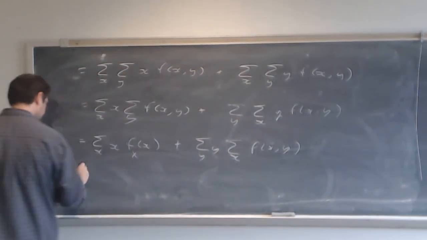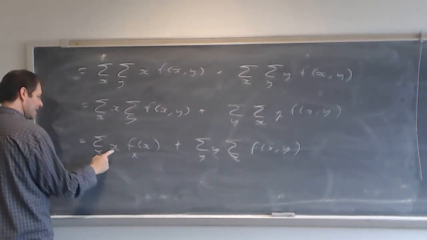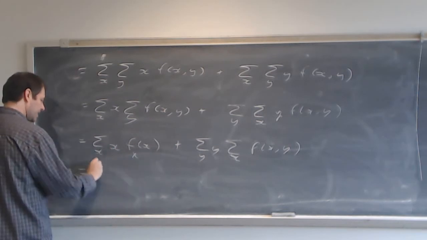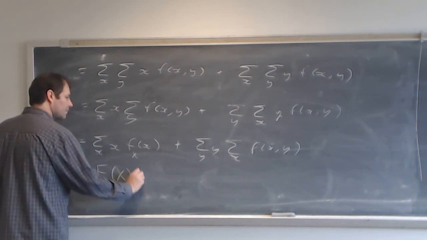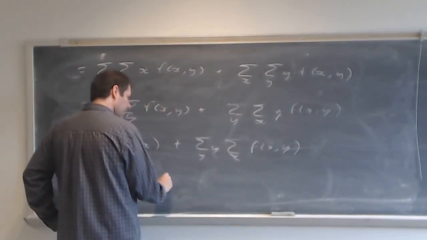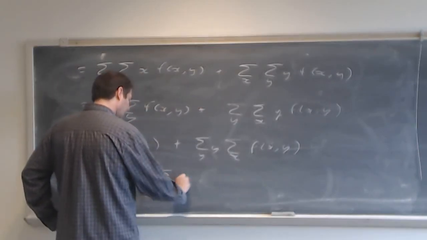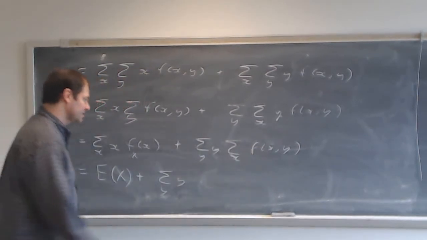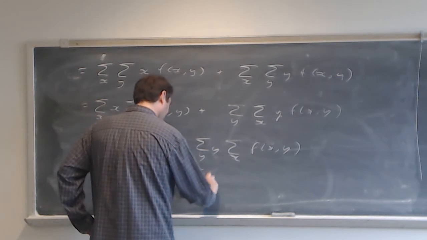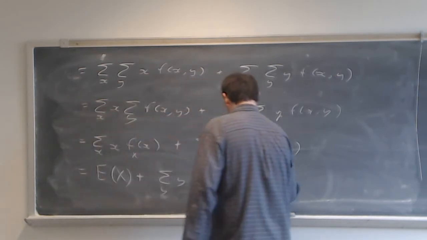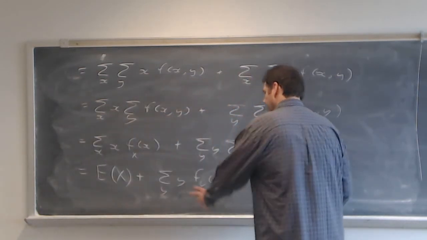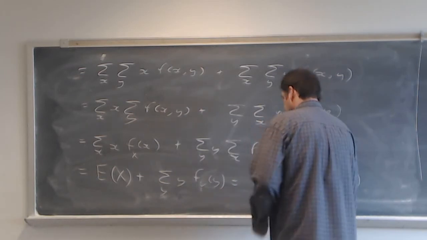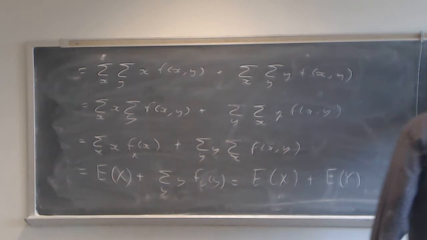That's equal to, here, if you take x times its PMF and sum that up, what you're getting is the expected value of x. Plus, here, this is the sum over the y's of y, but the sum over the x's of the joint PMF is nothing more than the PMF of y. And so, the expected value of x is there. This second part is nothing more than the expected value of y. So that's the proof when x and y are both discrete.